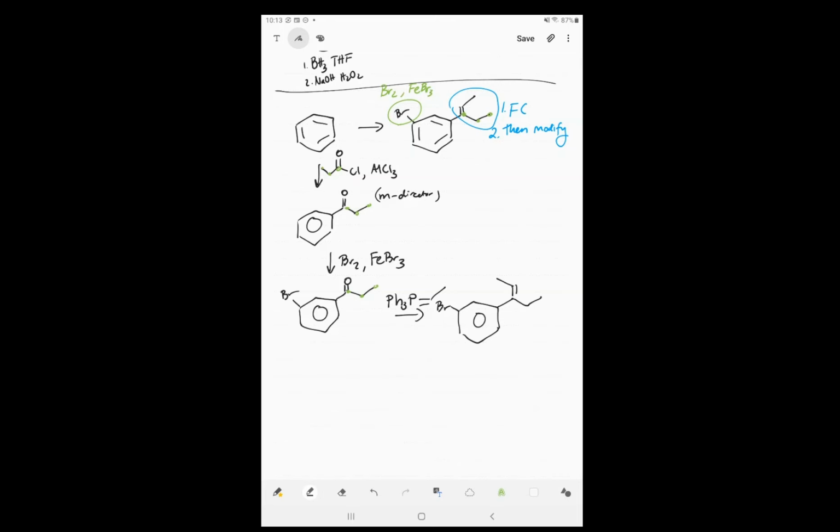It's a Z alkene, right? That's technically the phenyl group. If we do a Wittig reaction like this, we're going to end up with a Z alkene, with the bulkier things close to each other. So that's a problem, right? That tells us Wittig is not doable. No Wittig allowed. What do we do?